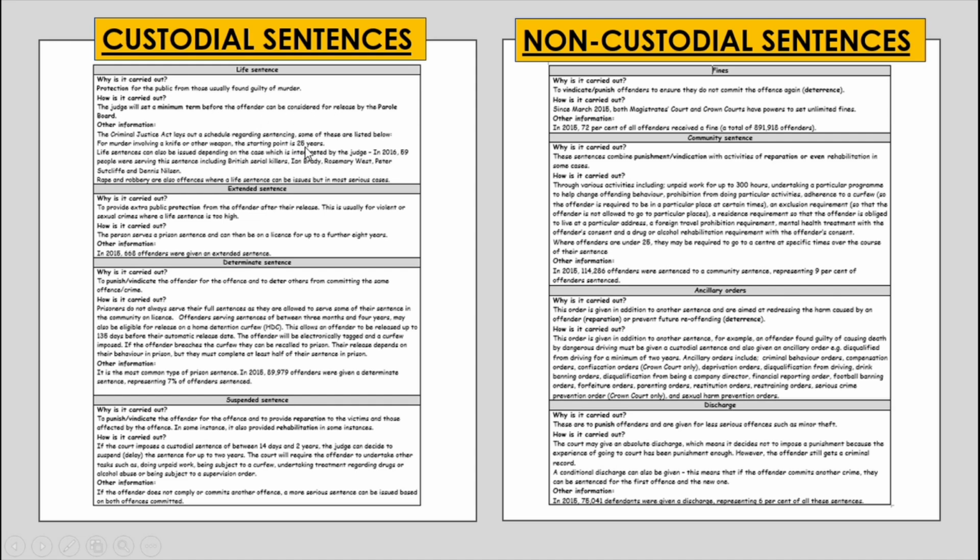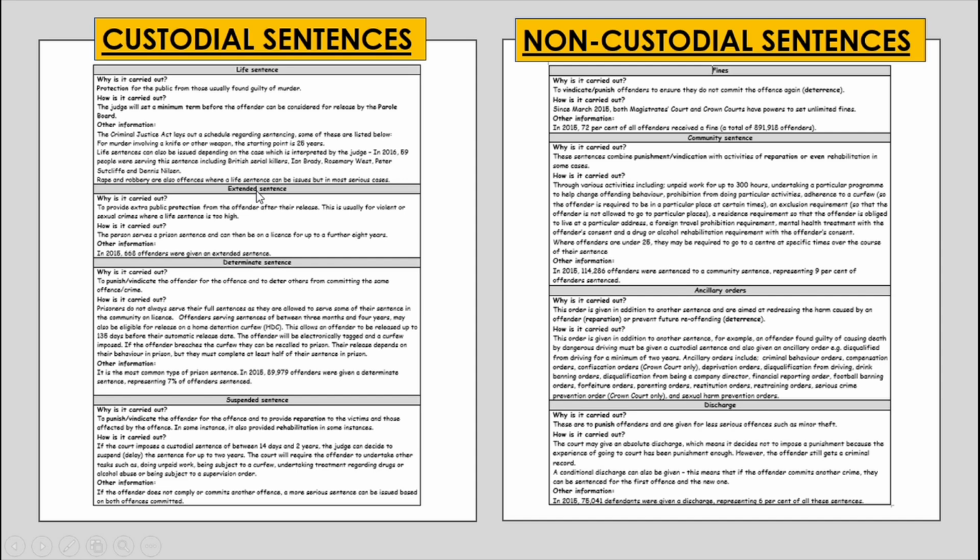However, it does not mean that this person is out in 25 years. They've got a life sentence. For murder, it's always a life sentence. This is just the minimum term that the offender has been given by the judge before they can even be considered for release. Rape and robbery are also offences where a life sentence can be issued, but in most serious cases. And this is down to the interpretation of the judge. In 2016, 59 people were serving a life sentence.